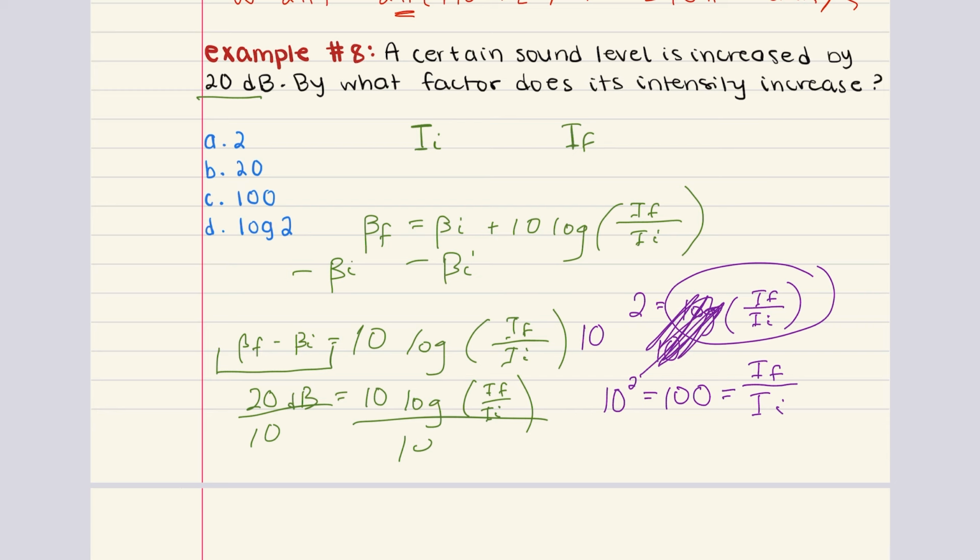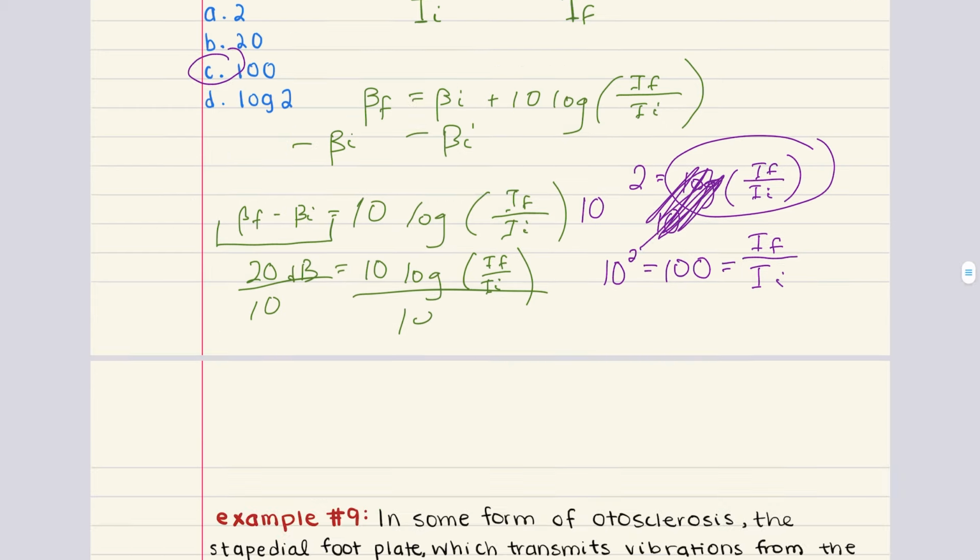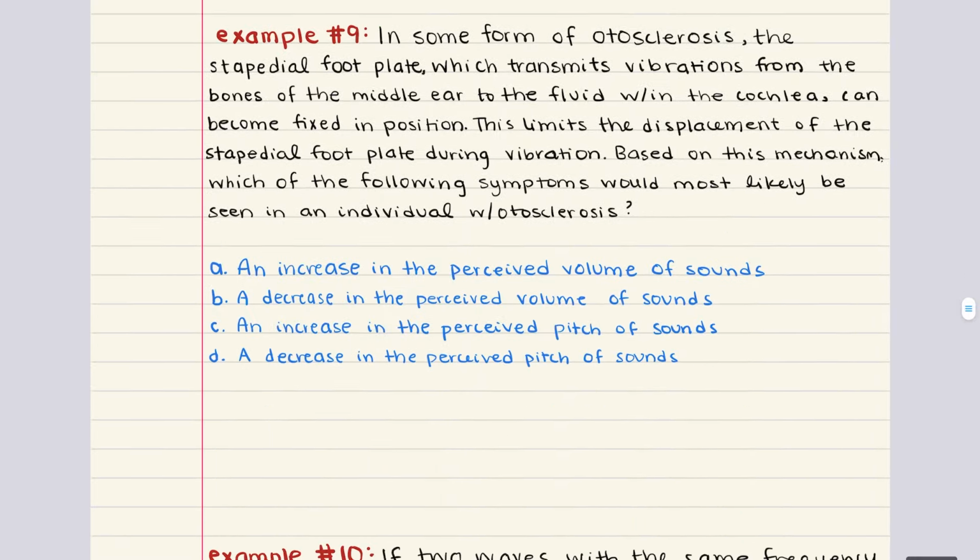So a certain sound level is increased by 20 decibels. By what factor does its intensity increase? By a factor of 100. So the correct answer for problem 8 is C. Amazing. Let's move on to problem 9.